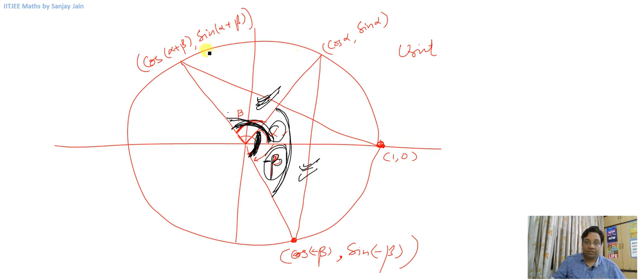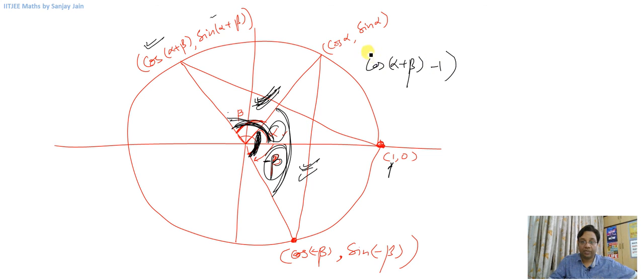right? So now you can apply distance formula on these and find value of cos alpha plus beta and sin alpha plus beta. How do you apply the distance formula? See, to find this length here, I'll do cos alpha plus beta minus 1 squared plus sin alpha plus beta minus 0 squared. So it will be this. Now I'll need to take square root to find this distance, but I'm squaring both sides. So I'll leave it like this.